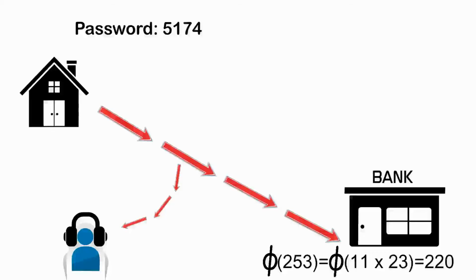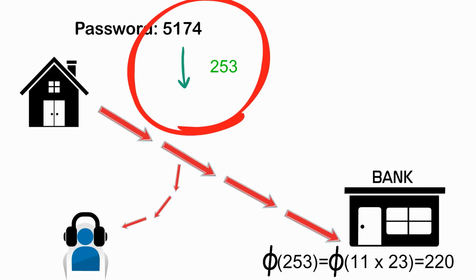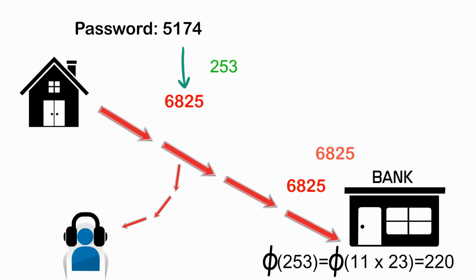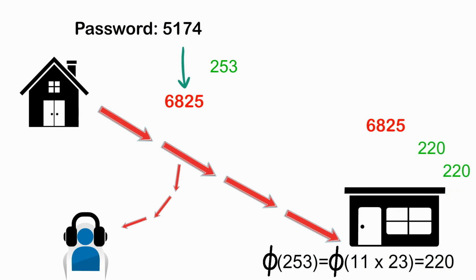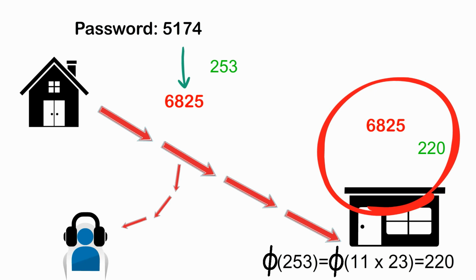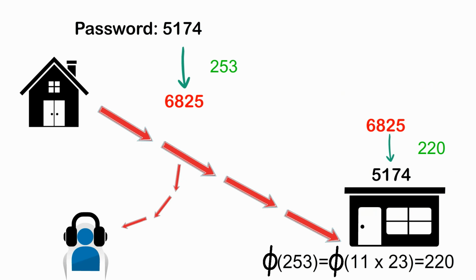So the bank picked its two prime numbers, 11 and 23, and multiplied them together to get 253. The 253 is, if you like, the encoding key. So it's put up on the bank's website and it allows anyone to encode their password. In my case, it allows me to encode my password from 5174 to 6825. The 6825 now is transmitted from my computer to the bank. Now the bank knows that phi of 253 is equal to 220, and this 220 essentially unlocks the encryption. It's, if you like, the decoding key. So using that 220, the bank is able to take the 6825 and transform it into 5174. And that is my password, and then the transaction can go ahead.